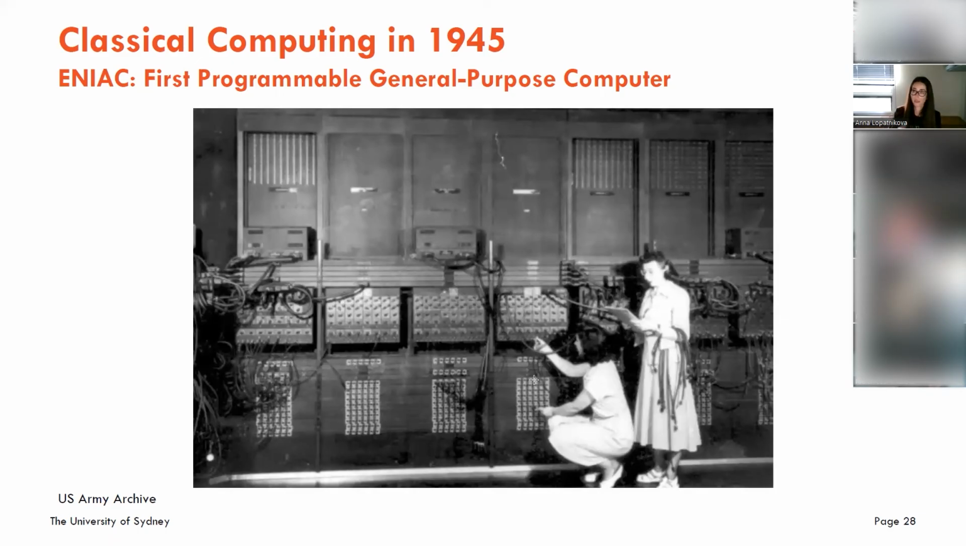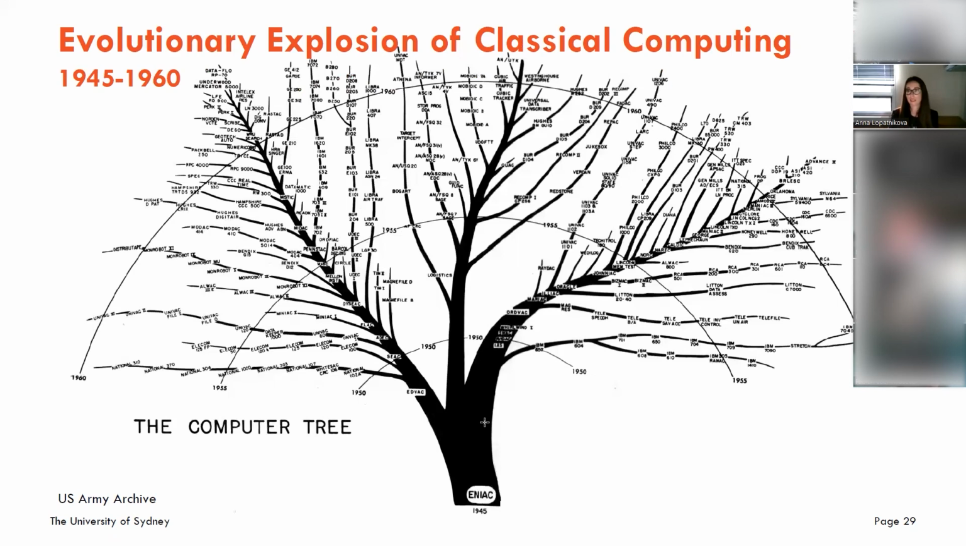vacuum tubes, and each vacuum tube wasn't a bit-based computer, but it was like a bit, and each vacuum tube was a macroscopic thing this big. So after this kind of computer was built, there was an evolutionary explosion of classical computing technology.